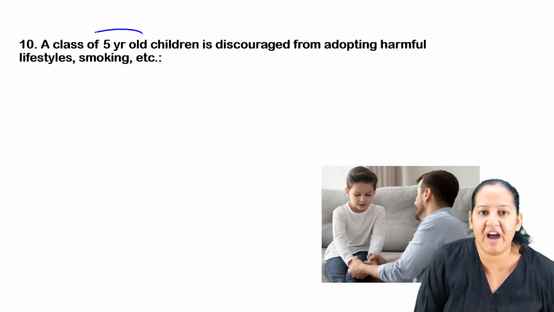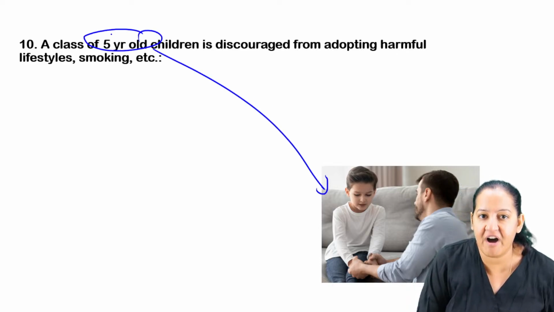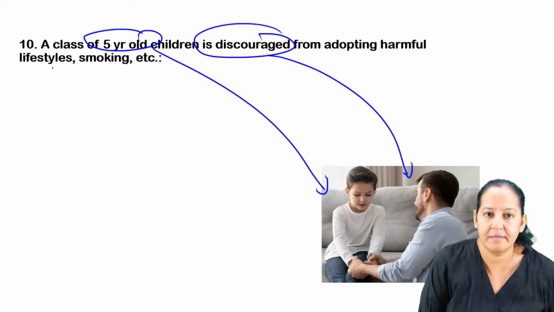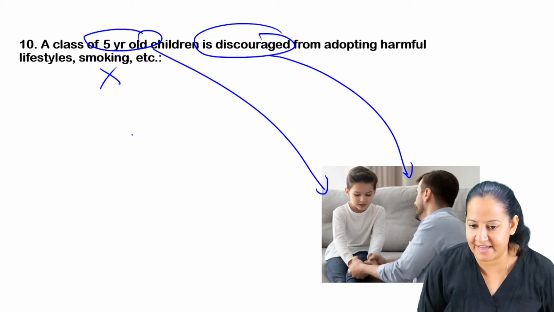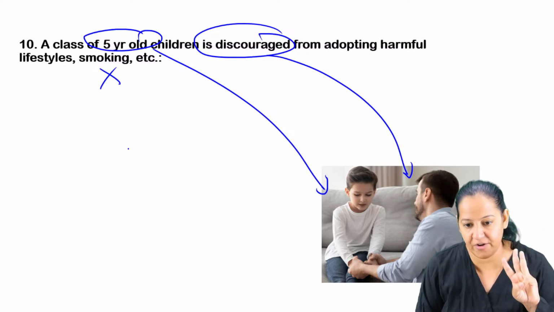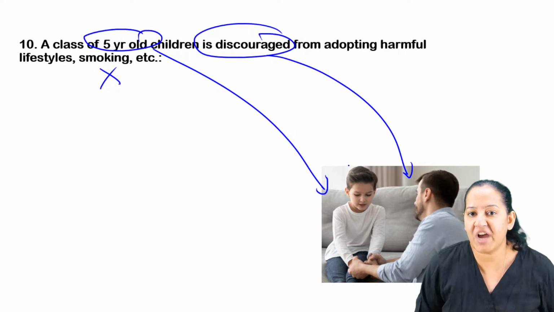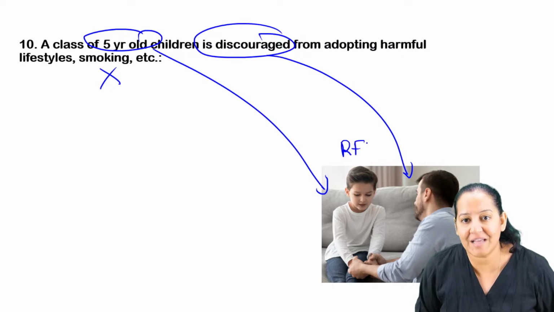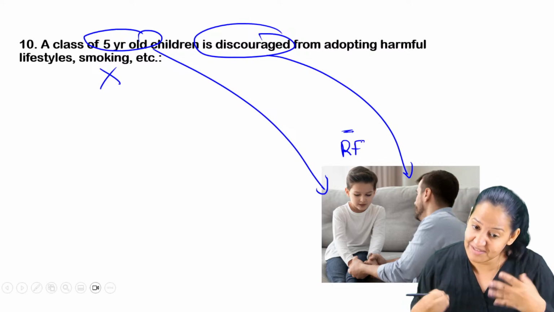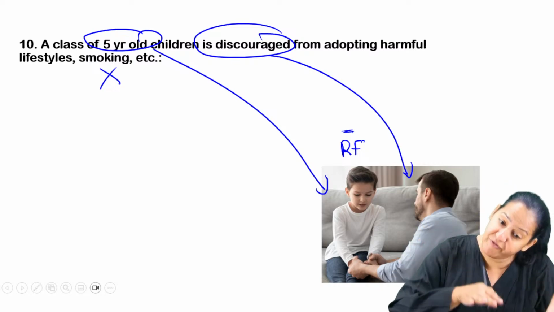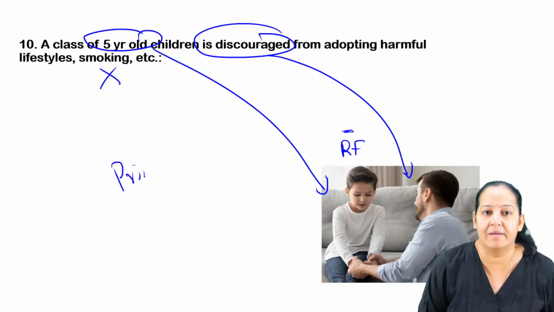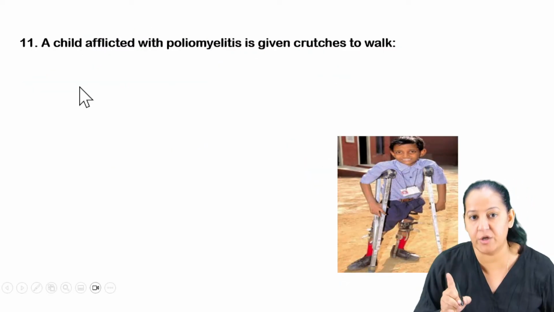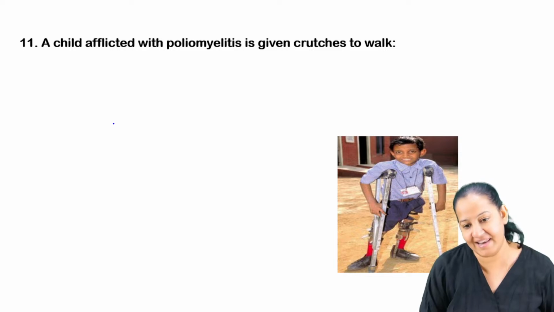The next question. There is a 5-year-old child, and the father is discouraging the child from a harmful lifestyle, that is, don't smoke, don't drink in future, like that. So what is this? Is it primordial, primary, secondary, or tertiary? Very commonly asked question. Of course, none of the children smoke. A 5-year-old child will never smoke. So the risk factor is absent. Even the risk factor is absent, let alone disease. So we are taking action even before the risk factor appears. So it's primordial level of prevention. This is primordial level of prevention, and it is 1-to-1, individual.